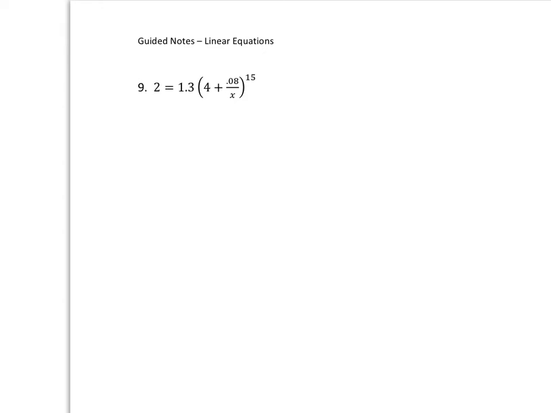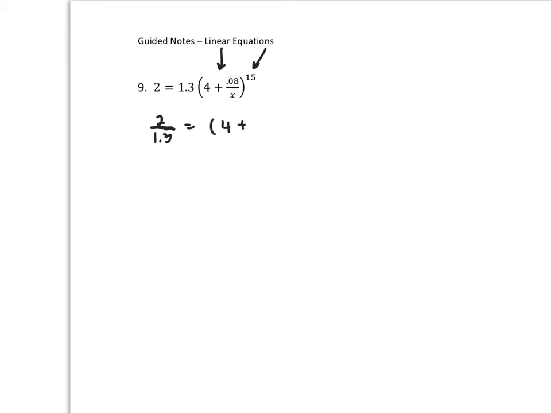Number 9, we need to solve for x. X is inside parentheses, and it's also got this exponent of 15. What you need to do first is isolate your parentheses. So let's divide both sides by 1.3. Leave it in that fractional form. Do not convert it to a rounded decimal because you will have rounding error.